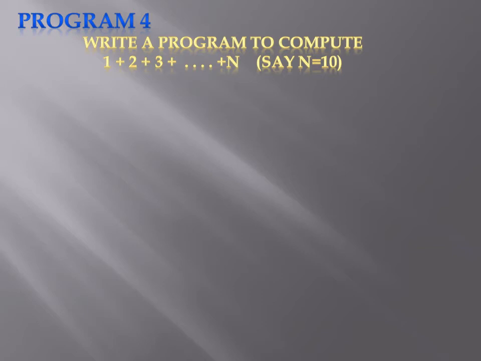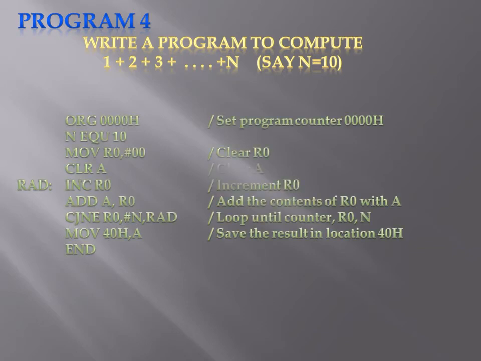But there's another method: we take the problem directly and use the techniques available in the microcontroller or microprocessor program to actually make the sum up to a particular limit. So let us see this program. We again say ORG, the assembler directive. Then we have n equal 10, meaning we start a variable n and give it the value 10.